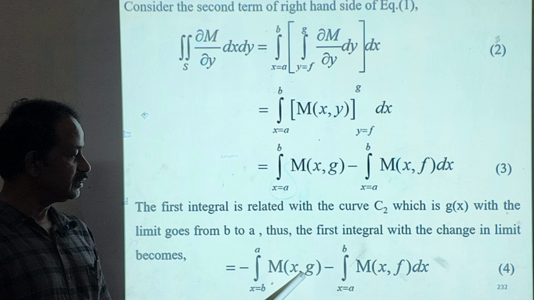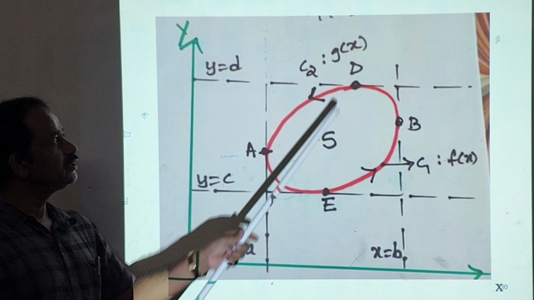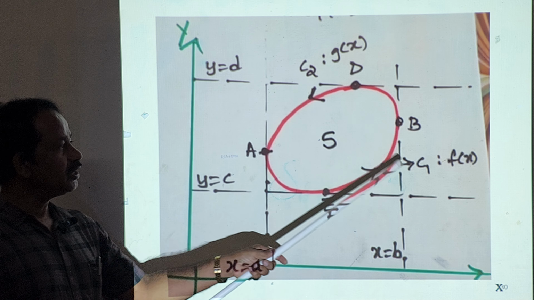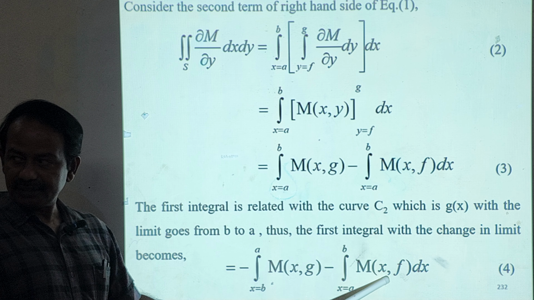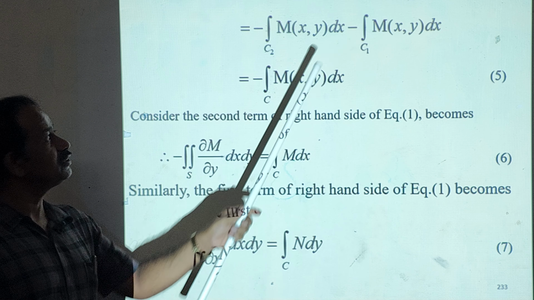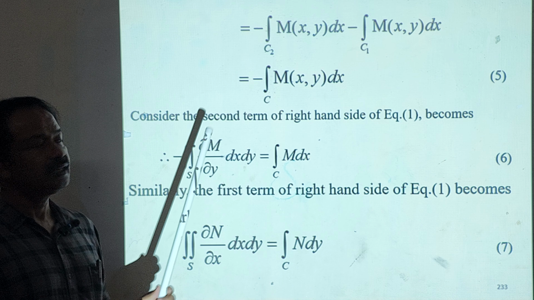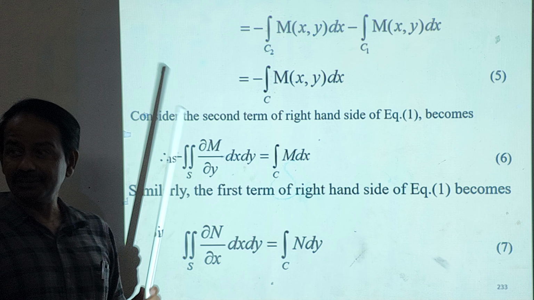Generally we can write, looking at the figure, g of x is nothing but C2, and f of x is nothing but C1. So this is for C1 and this is for C2. And we know that C1 plus C2 equals C.